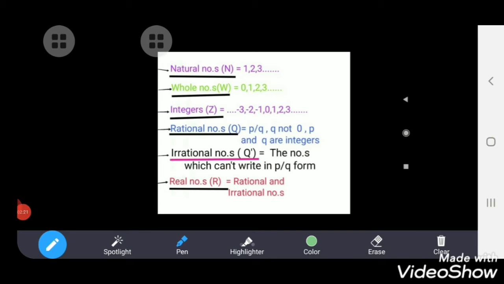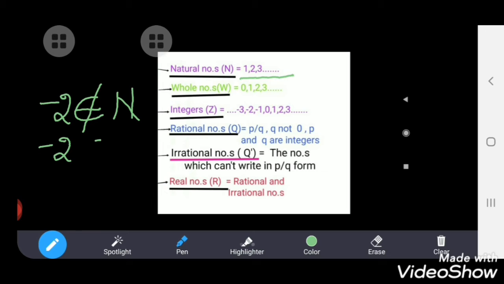Consider the natural numbers, whole numbers, integers, real numbers, irrational numbers, rational numbers. Already we discussed this. Let's take the element minus 2. So minus 2 belongs to which set, and minus 2 does not belong to which set? Let's discuss now. Minus 2 is not an element of natural numbers, so minus 2 does not belong to N. And minus 2 does not belong to whole numbers also, because whole numbers means 0, 1, 2, 3. Similarly, if we take integers, minus 2 is an element, therefore we write minus 2 belongs to integers Z.